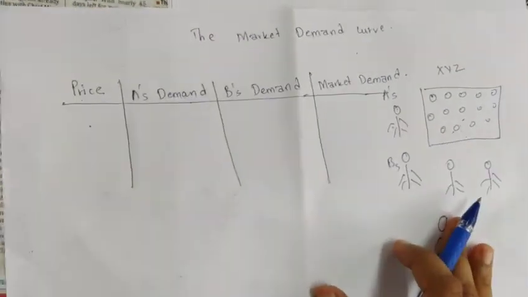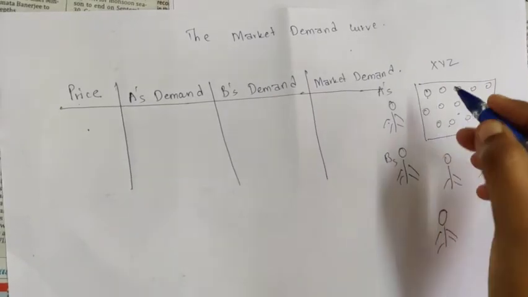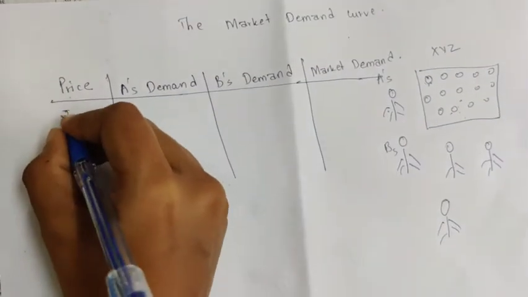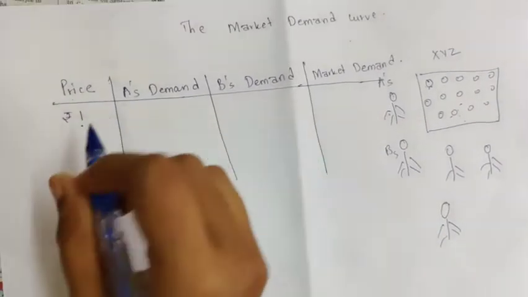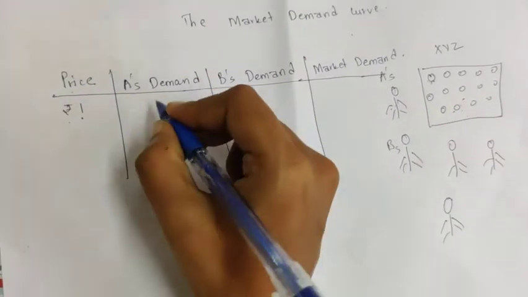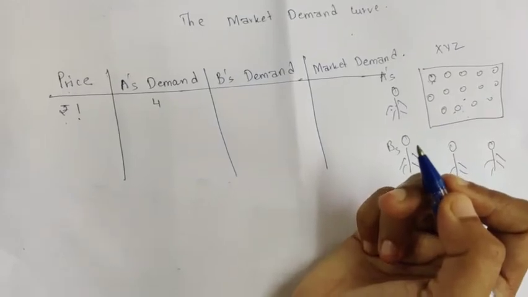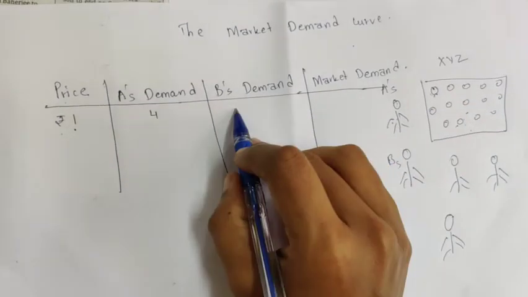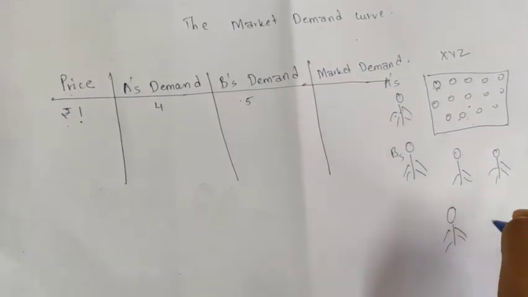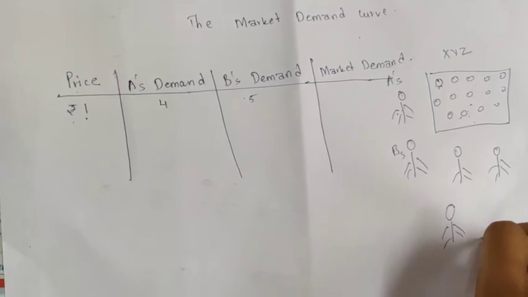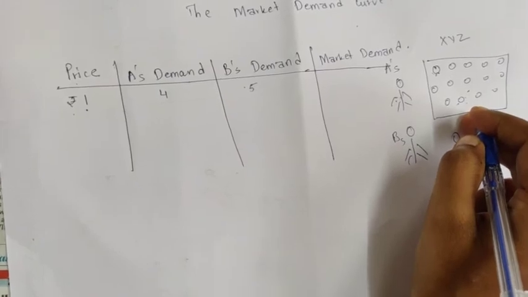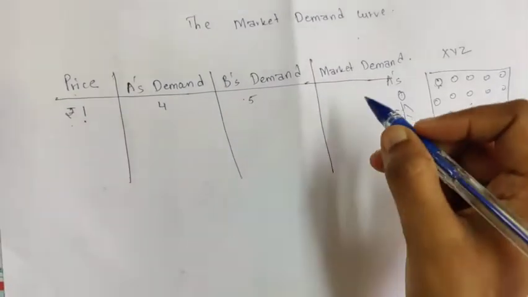Let us start with the price. Take for example, in the beginning, the price of 1 unit, meaning 1 cup of ice cream, is rupees 1. When price is 1, A will buy 4 cups of ice cream, 4 units. B will demand 5 cups of ice cream. Each consumer or each buyer has different taste and preferences. So depending on their income or taste and preferences, they will buy the ice cream cups or units. So how much will be your market demand?